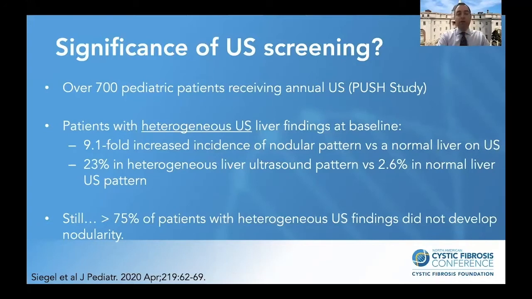Still, it should be pointed out that over 75% of patients with an initial heterogeneous ultrasound finding did not develop nodularity. And so, therefore, the heterogeneous finding on ultrasound cannot be taken as an unequivocal message that nodularity and cirrhosis will develop. It would be more of a risk factor needing further attention.